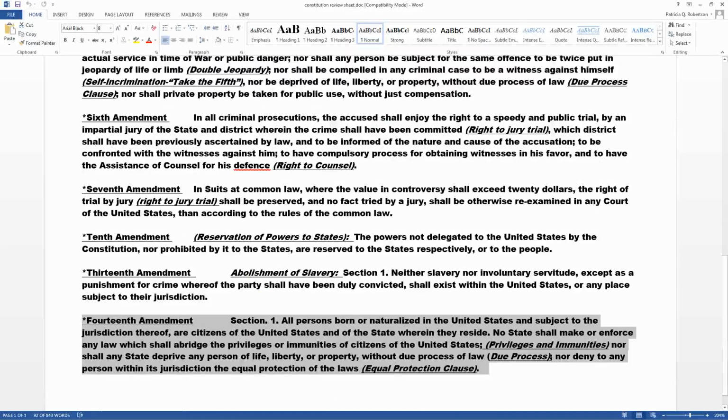Nor shall any state deprive any person of life, liberty, or property without due process of law, nor deny to any person within its jurisdiction the equal protection of the laws. The Equal Protection Clause is also very important. So let's talk about a few of these things.